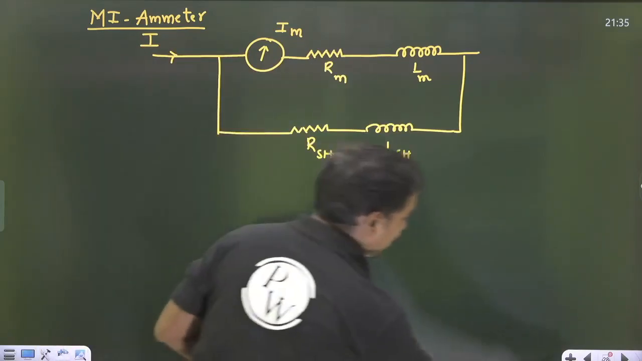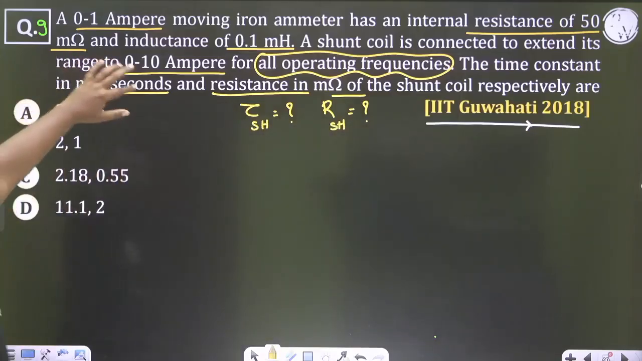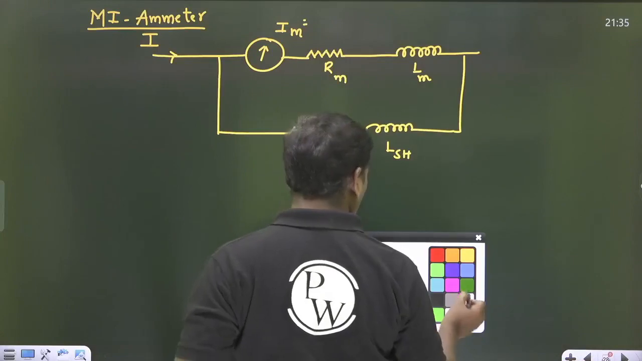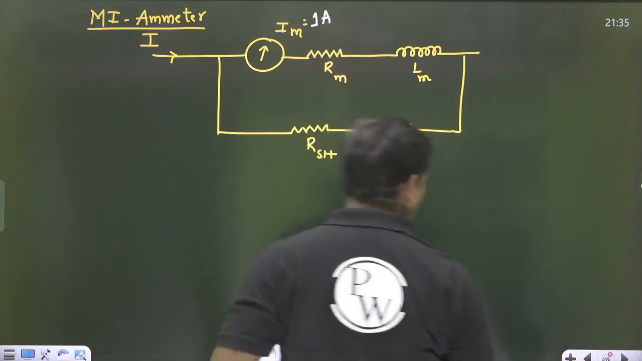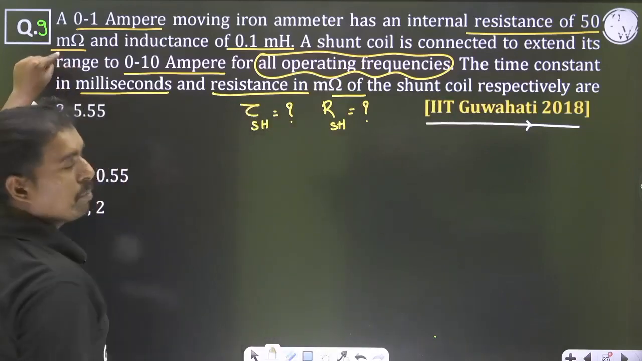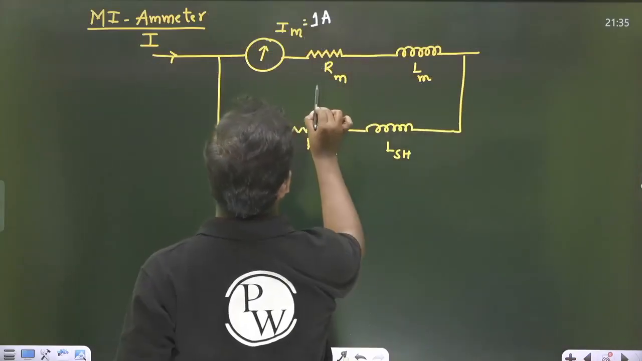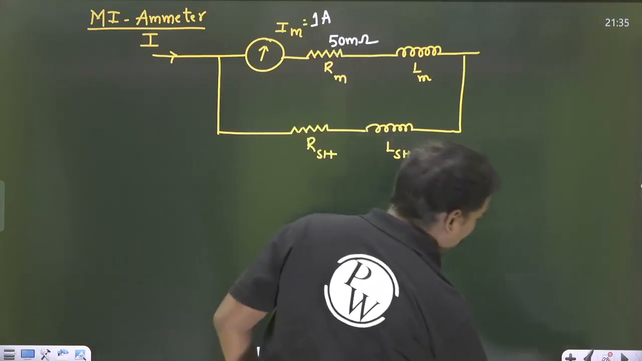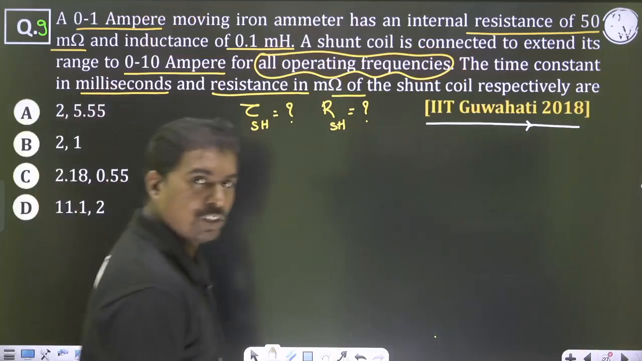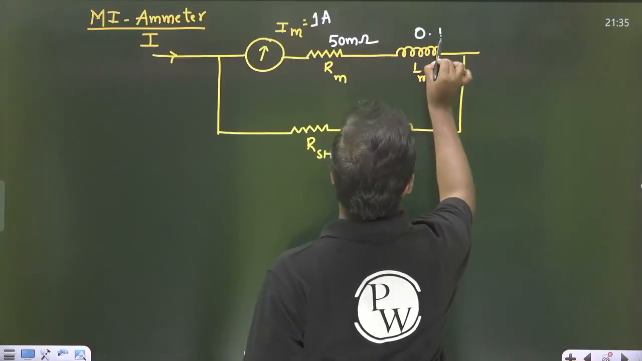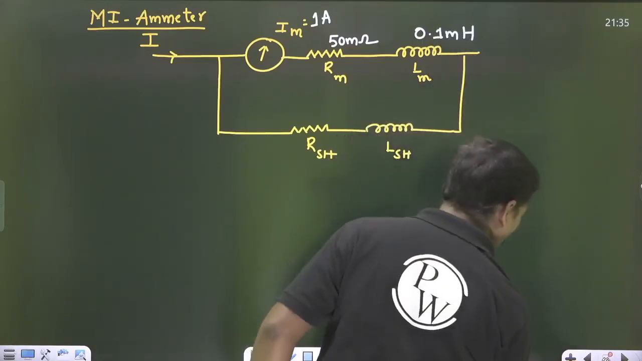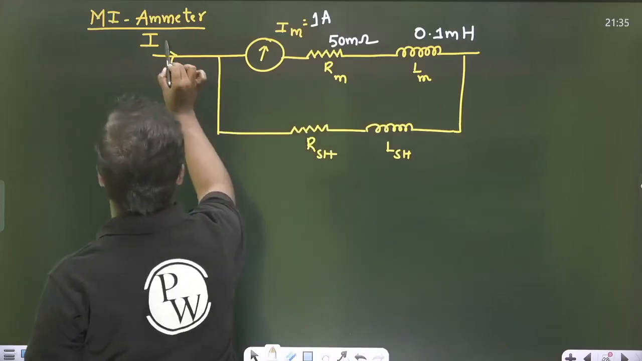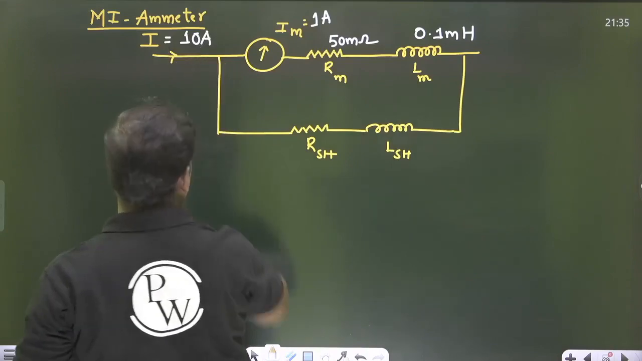Now, what is the data given? Let us see first. A 0 to 1 ampere moving iron ammeter means the range is up to 1 ampere. So let me write the data: this is 1 ampere. Next, the meter resistance is given as 50 milliohms. And the inductance is 0.1 millihenry. Next, extend its range to 0 to 10 amperes, which means he is expecting this current I as 10 amperes.